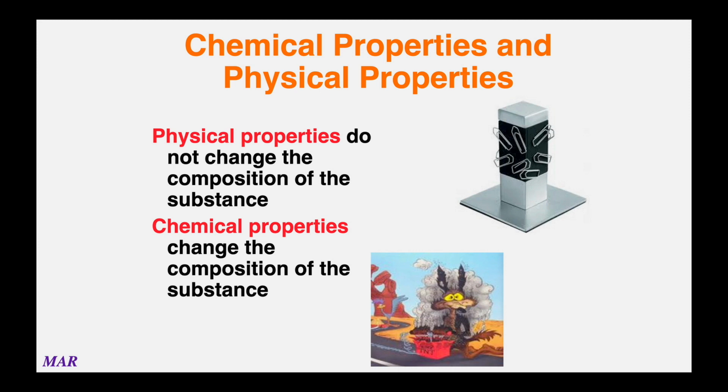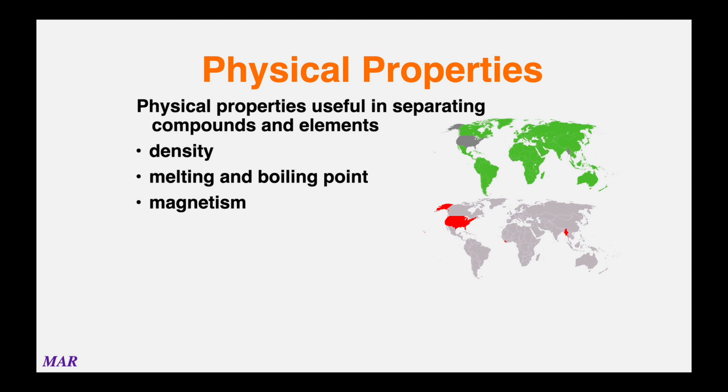Terrible. Physical properties are great for separating compounds, and that includes things like density. Density, we'll see in a little bit, is the relationship between mass and the volume of an object.